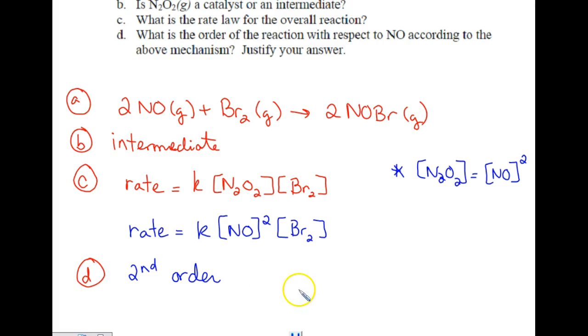And in case they asked you for the overall reaction order, the overall order would be 3, because we would do 2 plus 1 to give us 3.